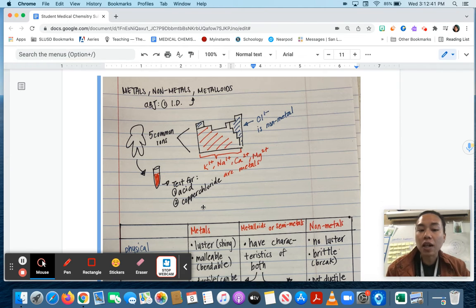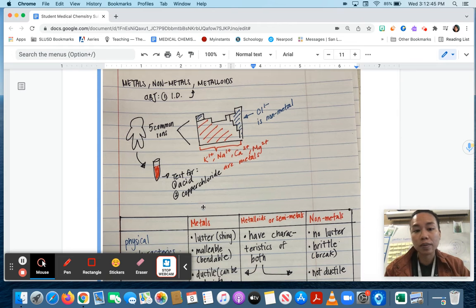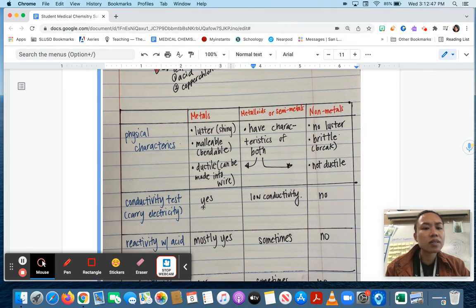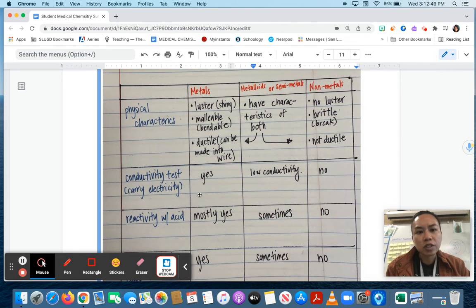What type of element are we looking at? Are we looking at a metal, nonmetal, or metalloid? Some of these things might be already familiar to you. So, on this table, on the very top, is how we categorize metals, metalloids, also known as semimetals, and nonmetals. And on the left hand side are different varieties of tests we can use to identify metals, nonmetals, or metalloids.